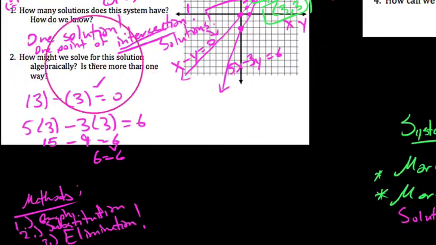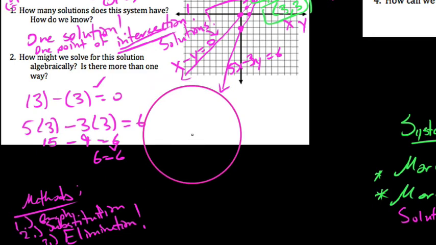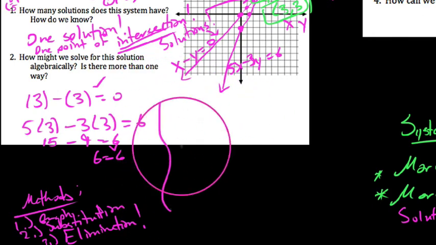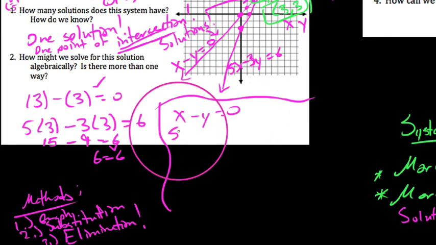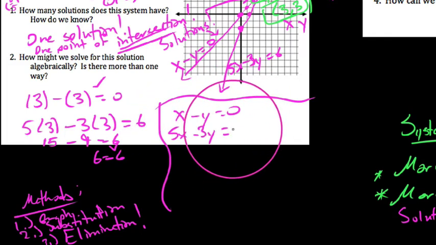It asks, how might we have solved for these algebraically? Is there more than one way? Well, the first way is this. When you have a system, we're going to block this off here and do substitution in this little area. We have x minus y equals 0 and 5x minus 3y equals 6.